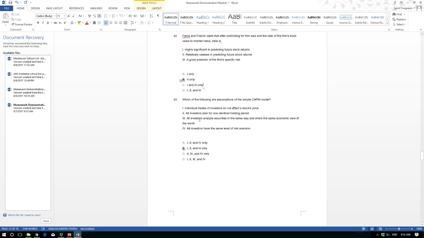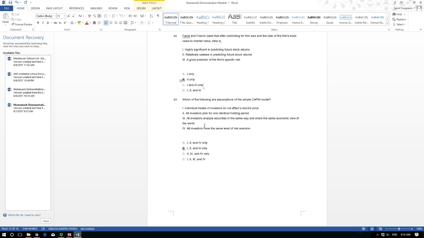Well, I think both two and three are correct, because we assume that investors are homogeneous in terms of their forecast of expected rate of return and standard deviation. Also, the CAPM model is not time series analysis, it is cross-sectional analysis, assuming that everybody will hold security during a specific holding time period.